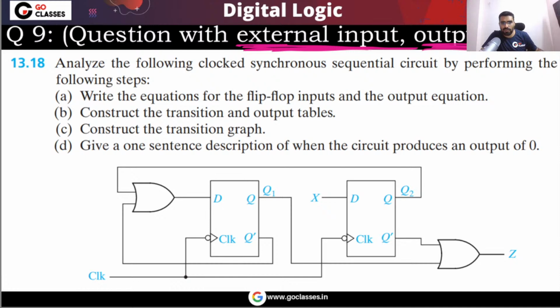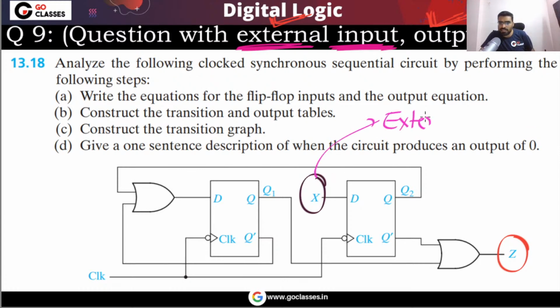In this question, we have two things. We have an external input also. You can notice this is your external input X. And you can notice this is your external output Z. So these two things we have. This is a question in which we have an external input and also an external output. Will the analysis change because of this? Remember, this is your external input, and this is your external output.